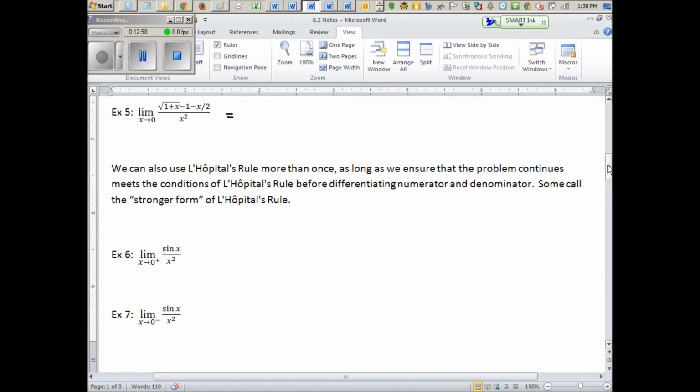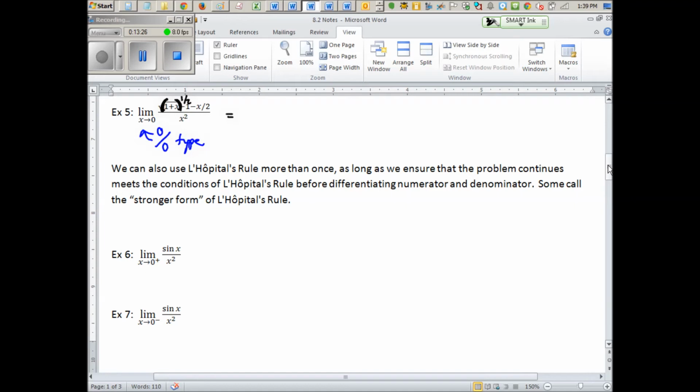I tried plugging in 0 earlier, and I got 1 minus 0 on top, which is 0, and I plugged in 0 on the bottom, I got 0. So this is definitely a 0 over 0 type problem, and we're ready to go. So the first thing I'm going to do is write this as 1 plus x to the half, right, to make it easier to take the derivative. Okay, so why don't I just pause the recording and let you try this one.